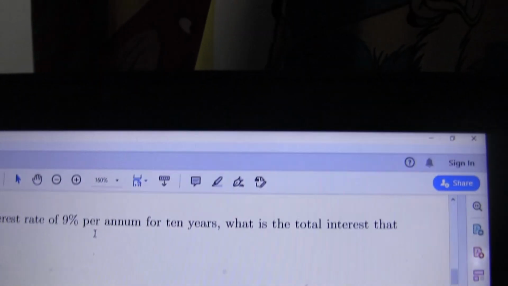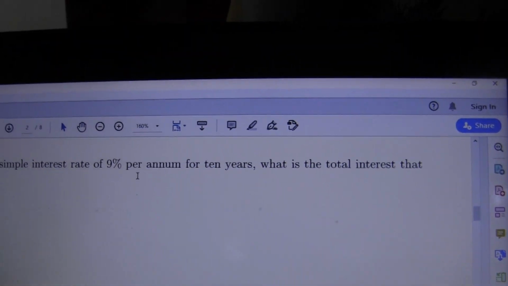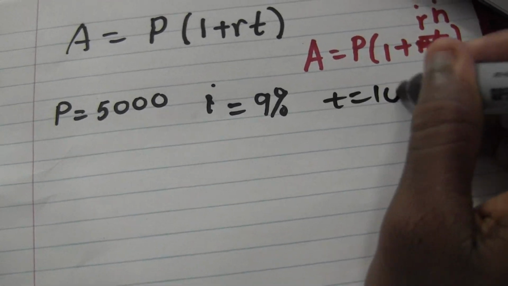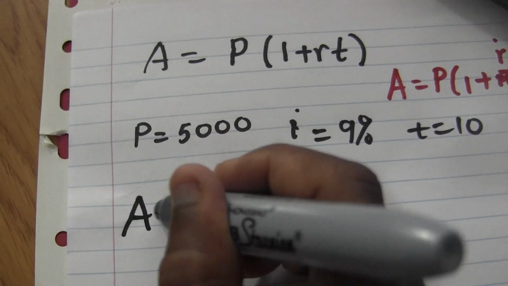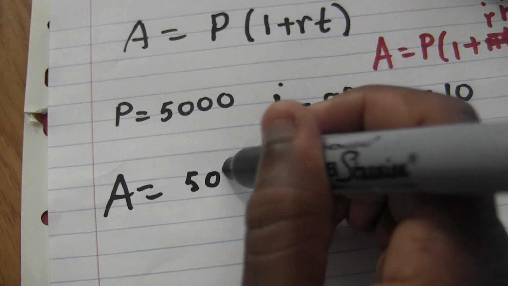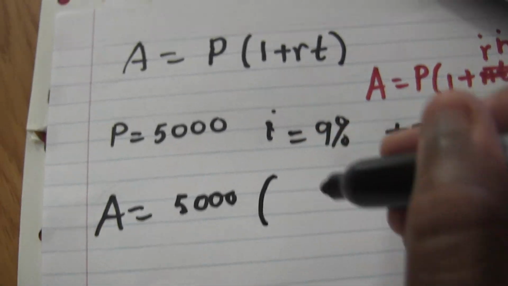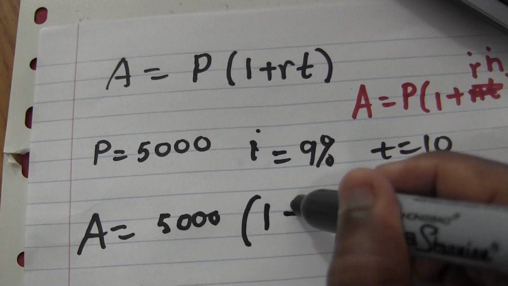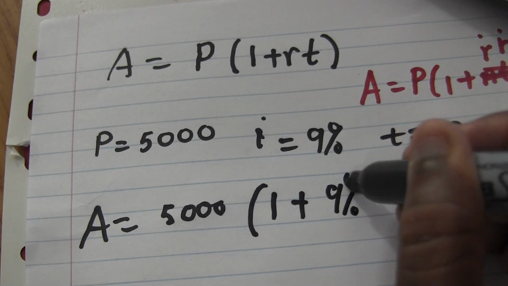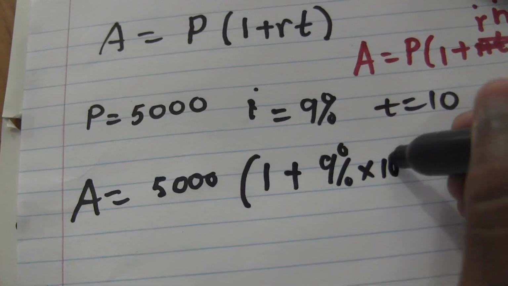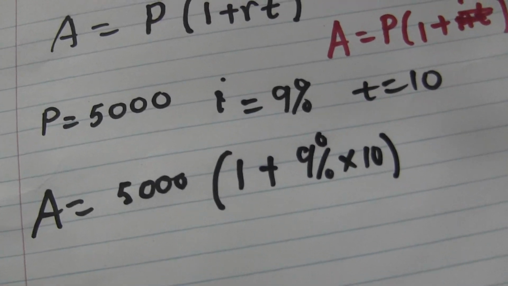What else do we have? Time. For how long per annum? For 10 years. So my time is 10 years, so T equal to 10. So now I'm going to say amount accumulated: I have a principal of 5,000, times 1 plus the interest rate of 9%, times how long, 10 years. And then you plug it into a calculator and get the answer.